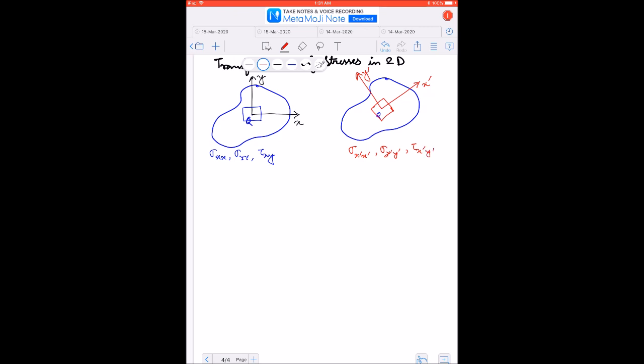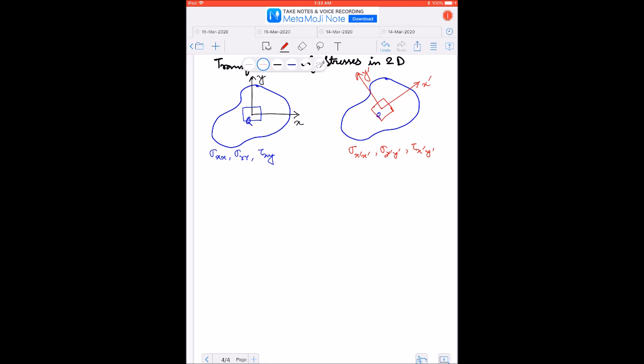The question which we want to answer as the primary topic of discussion of this chapter is, what is the mathematical relationship between sigma x dash and sigma xx, sigma yy, tau xy? What is the relationship between tau x dash y dash and sigma xx, sigma yy, and tau xy? How can we find that out? Towards that end, what we are going to do is consider a very special kind of element which will help us through a force balance to find out this relationship.